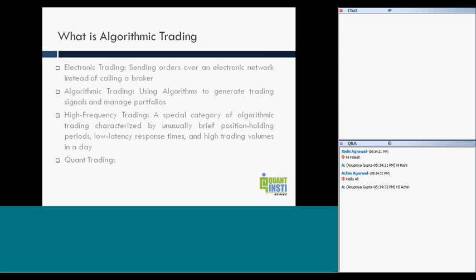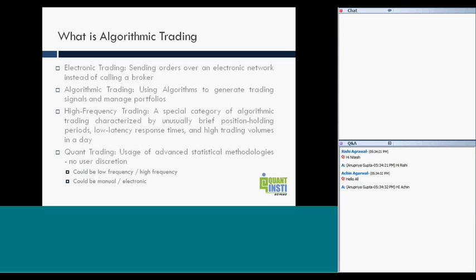Next is quant trading, which is related to algorithmic trading but is not exactly algorithmic trading, as in it's not a subset of algorithmic trading, nor is algorithmic trading a subset of quant trading, but they are quite interrelated. In quant trading, we use advanced statistics, econometrics, mathematics or physics to create different trading strategy models, and we use those models to generate buy-sell signals to operate our strategy. So that's quant trading.